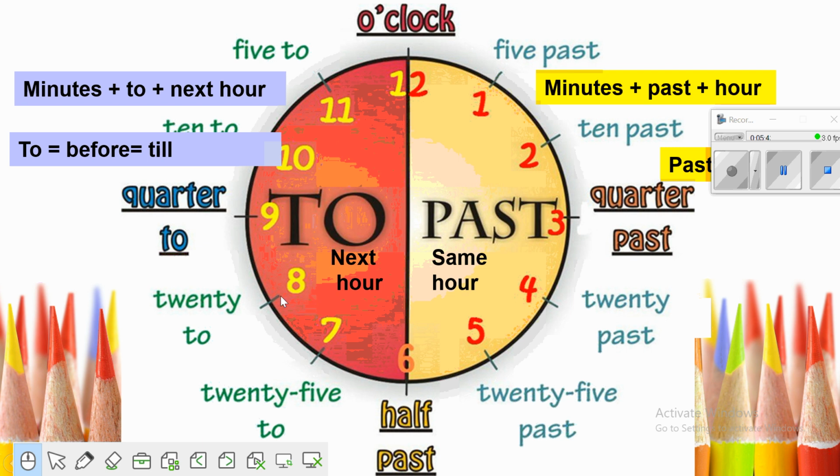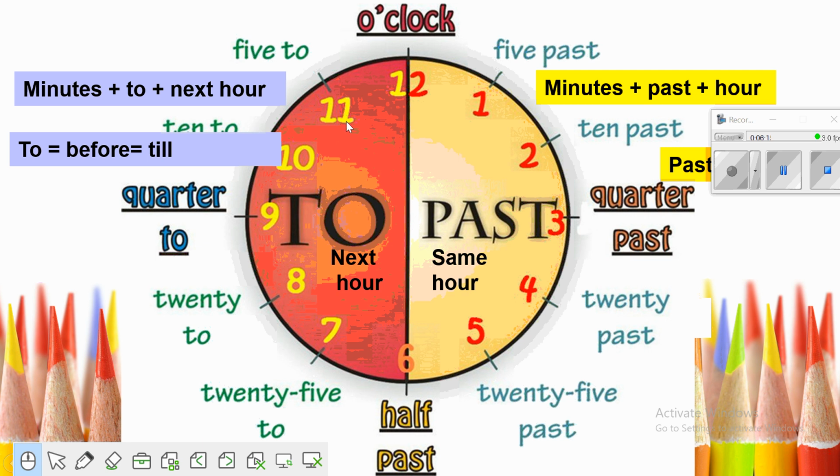What about 8? Let's count. 5, 10, 15, 20. What about 9? 5, 10, 15. What about 10? 5, 10. And what about 11? 5. So number 7 is 25 to. Number 8, 20 to. Number 9, quarter to or 15 to. Number 10 is 10 to. Number 11 is 5 to.